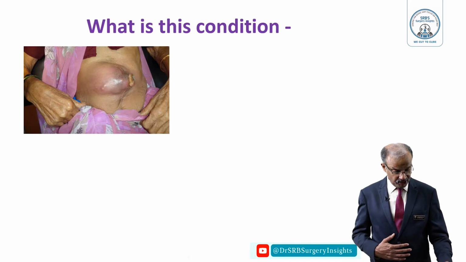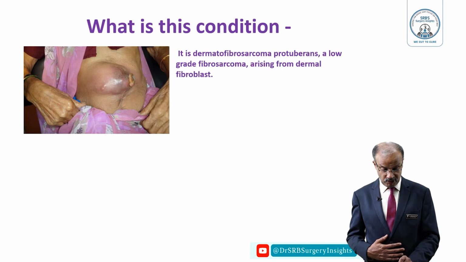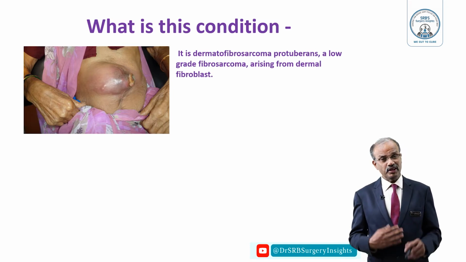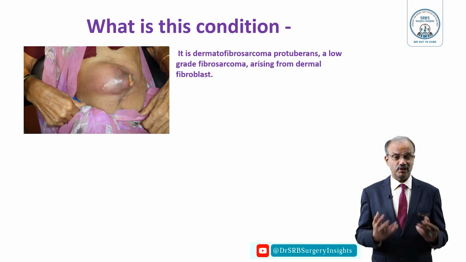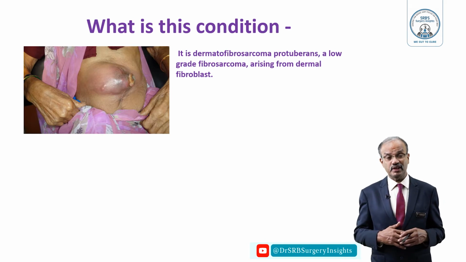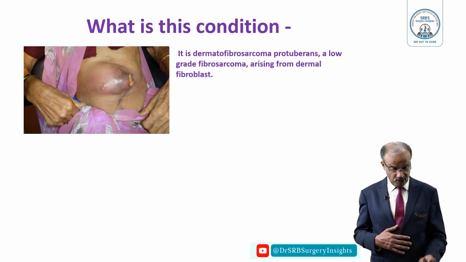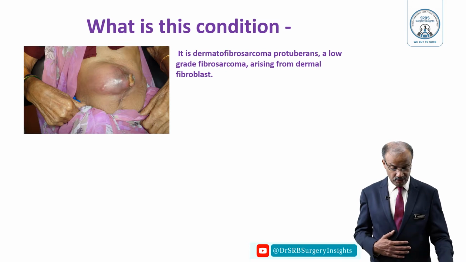So what could this condition be? It is dermatofibrosarcoma protuberans, a low-grade fibrosarcoma arising from dermal fibroblasts. Differential diagnosis: other soft tissue sarcoma, cutaneous secondaries, or a deeper plane malignancy involving the abdominal wall. So the other differential diagnoses you have to think of. No doubt it is a malignant neoplasia. By looking at it you can always make out.